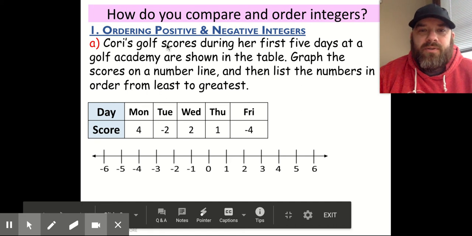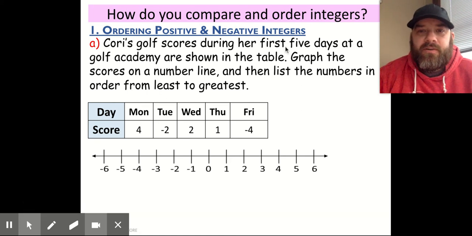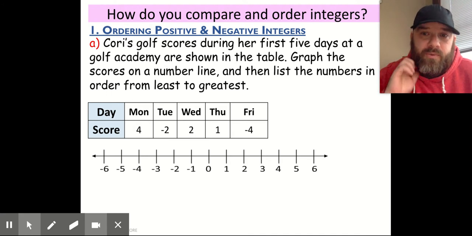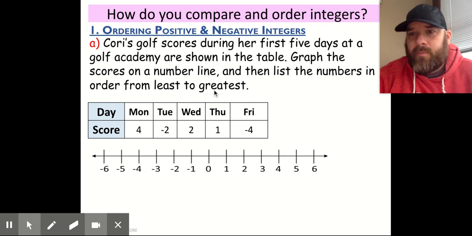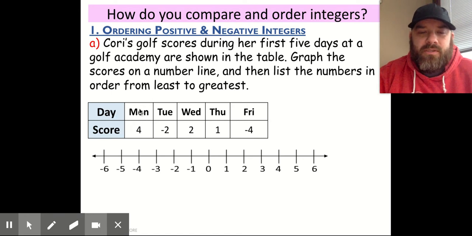Corey's golf scores during her first 5 days at a golf academy are shown in the table. What we're going to do is graph the scores on a number line, and then list the numbers in order from least to greatest. We're just going to graph them and then go over what they look like, and you'll see it in a second. So let's go ahead and do that.